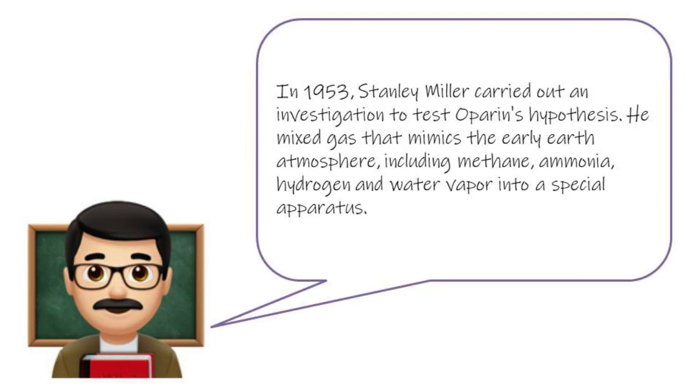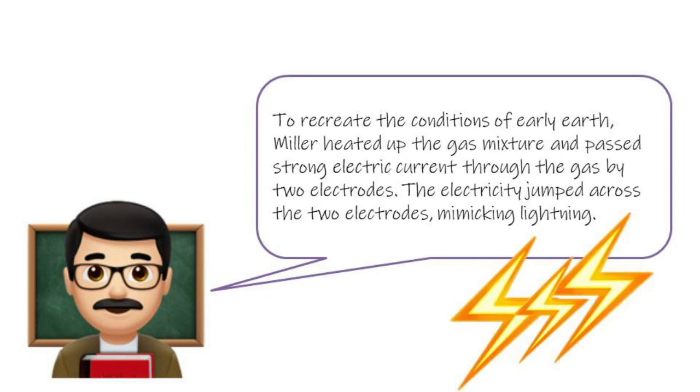In 1953, Stanley Miller carried out an investigation to test Oparin's hypothesis. He put a gas mixture that mimics the early Earth atmosphere, including methane, ammonia, hydrogen, and water vapor, into a special apparatus. To recreate the conditions of early Earth, Miller heated the gas mixture and passed a strong electric current through the gas by two electrodes. The electricity jumped across the two electrodes, mimicking lightning.